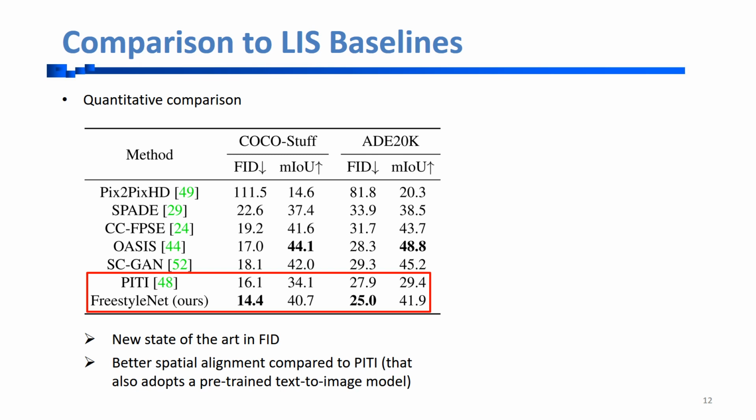PITI also adopts a pre-trained text-to-image model, thus obtaining superior image quality, but it implicitly learns to map the input layouts into the space of a pre-trained text encoder, resulting in inferior spatial alignment with input layouts, which is reflected in the mIoU metric. Thanks to the proposed RCA, FreestyleNet has better spatial alignment.